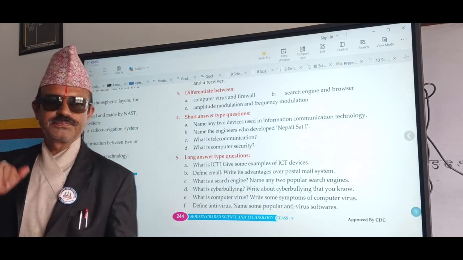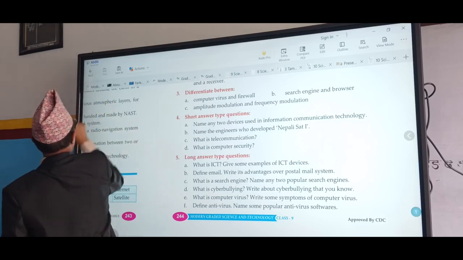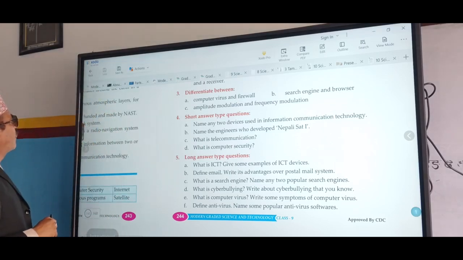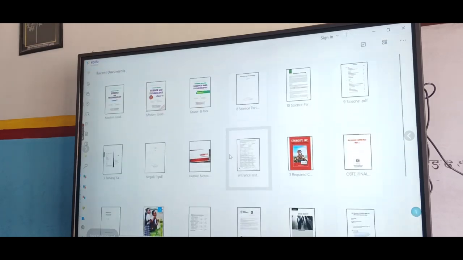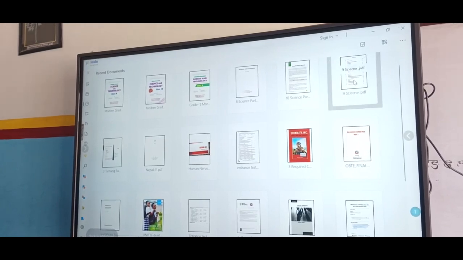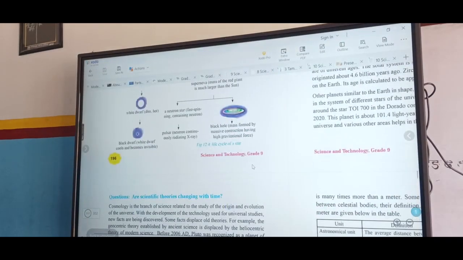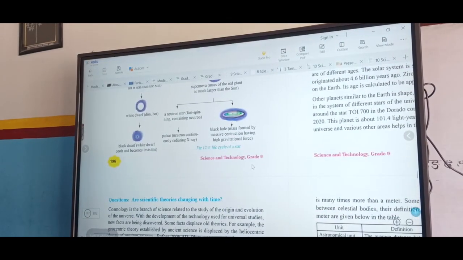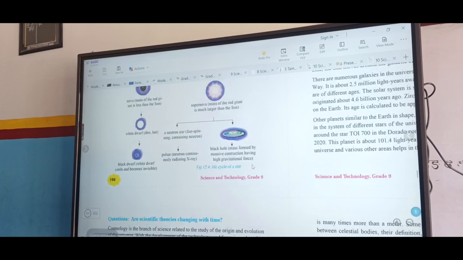Listen up. Now I will open content from the government book, Class 9 science PDF. Hello children. Look at the whiteboard. What is there?